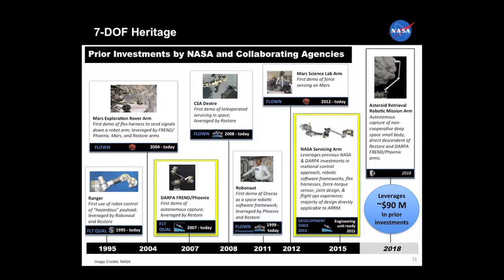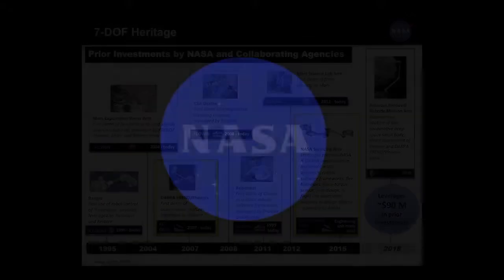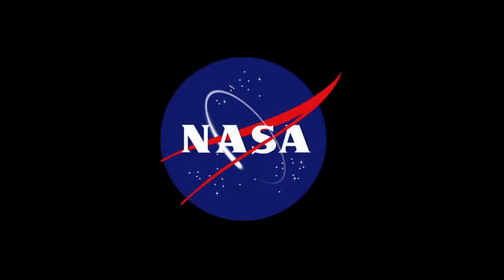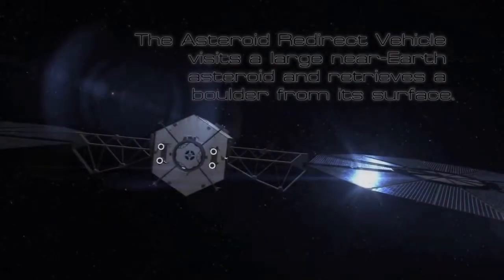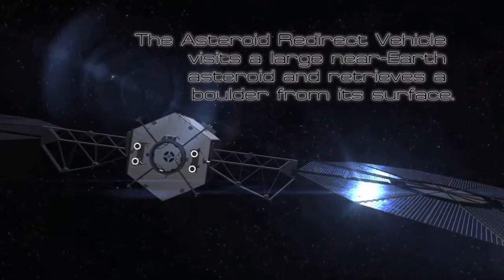Quick heritage on the 7 degree of freedom robotic systems, basically spanning back almost 30 years now, going up 25 years, and a variety of investments back from the Ranger days all the way to the NASA servicing arms that have been developed through DARPA. And basically leveraging about $100 million of prior investment. So with that, I'm going to show the video, which is about 3 minutes. And there's the slides up there. There's 2 closing slides, but I've kind of hit on the topics there. I'm going to kind of hit on them as we go through here too.